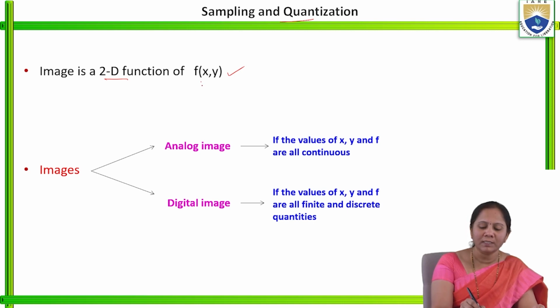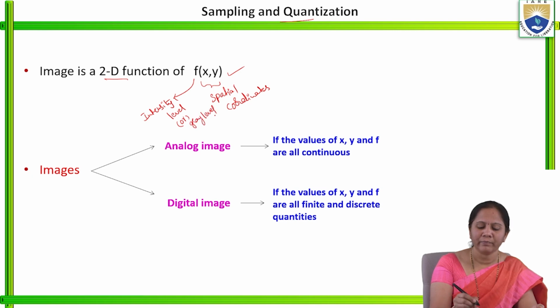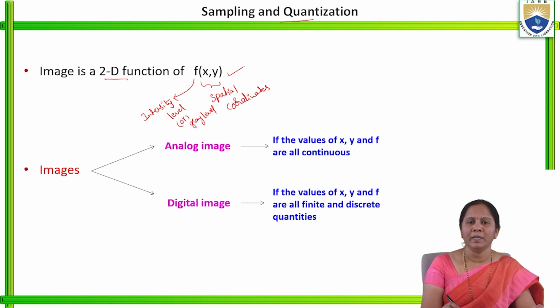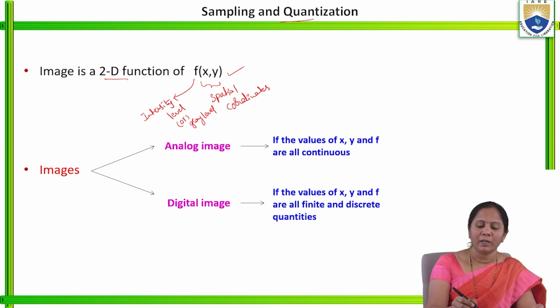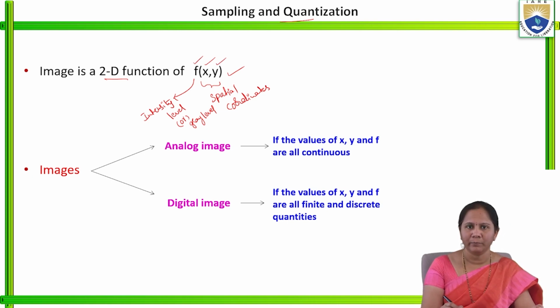So here x and y are called spatial coordinates, whereas f represents the intensity level, or it can also be called gray level. In order to call an image a digital image, the values of x, y and f should be finite and discrete. Then only that particular image is called a digital image.